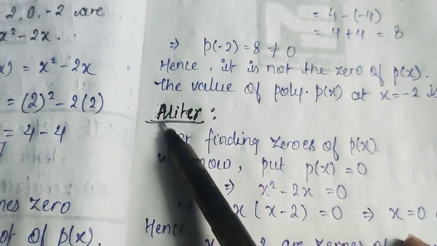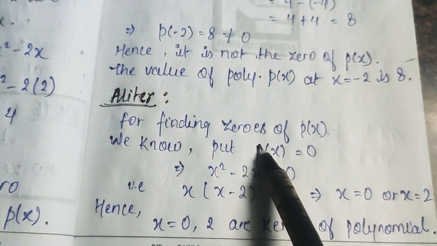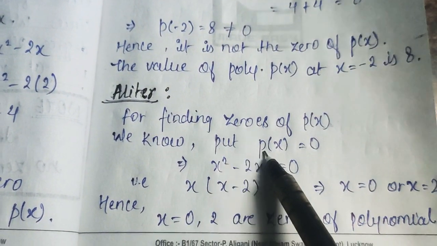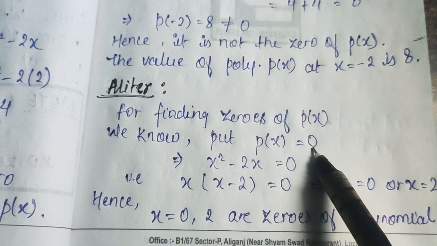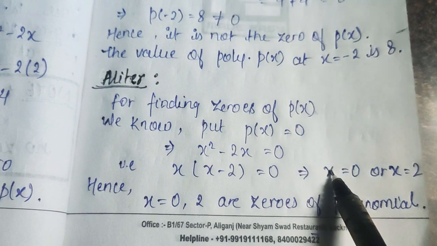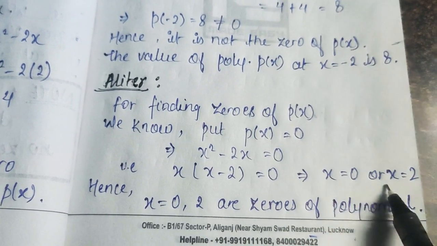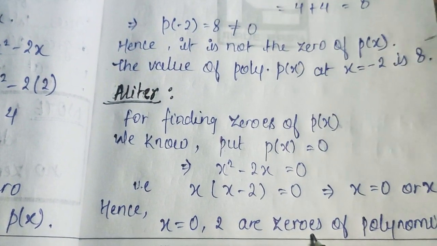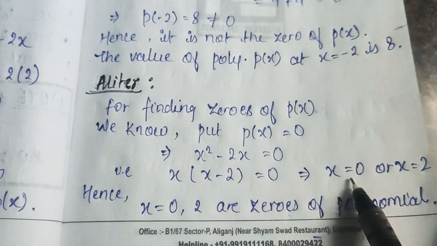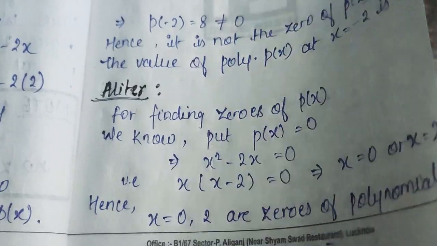You can check it by the method of finding zeros. For the method of finding zeros, we put p of x equals 0. Here you can see I have got x equals 0 and x equals 2. So these are the zeros of the polynomial. Since it was of degree 2, we had two zeros for the given polynomial.